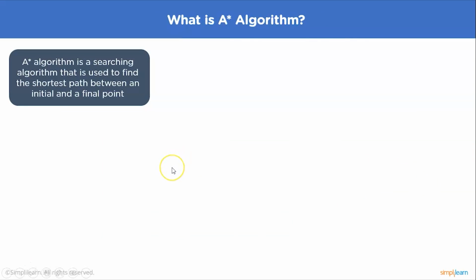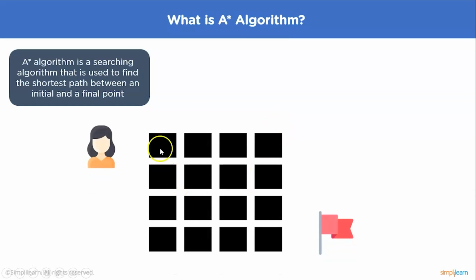Now, a vital aspect of search algorithms is pathfinding, which is used to find paths that can be taken to traverse from one point to another by finding the most optimum route. The A-star algorithm is one algorithm like this. It is a searching algorithm that is used to find the shortest path between an initial and a final point.